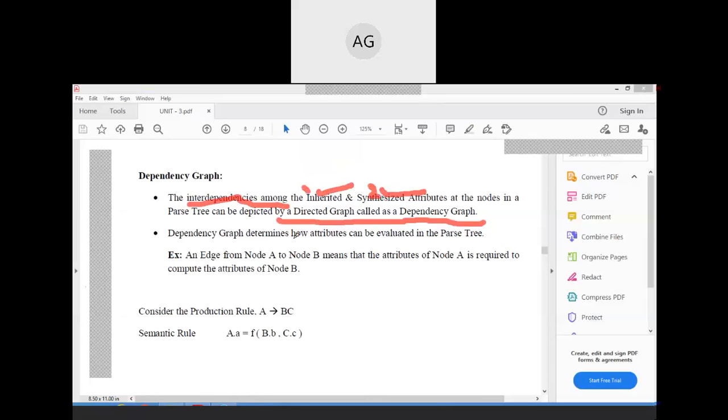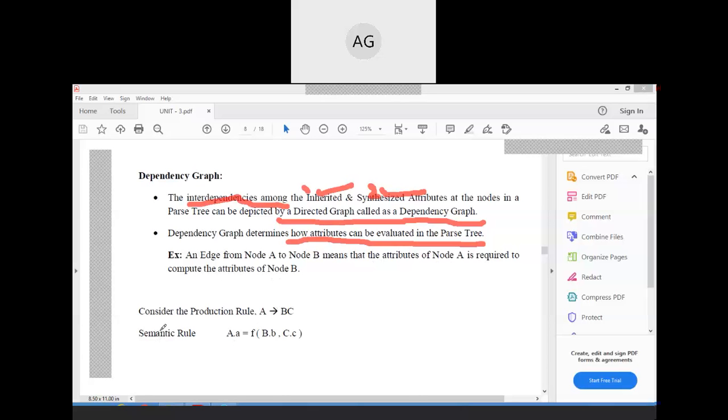And the second point is this graph is a directed graph. The dependency graph determines how attributes can be evaluated in a parse tree. So, for example, an edge from node A to node B means that the attributes of node A are required to compute the attributes of node B.